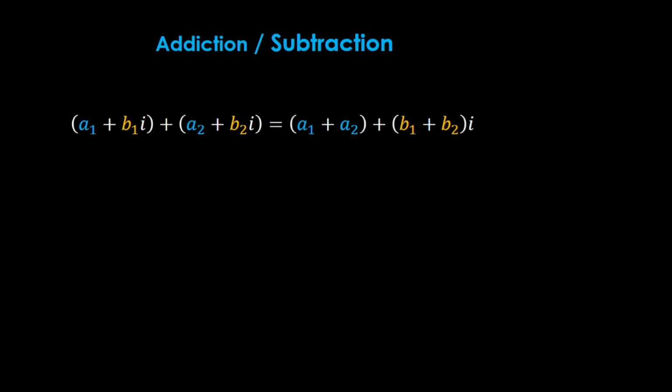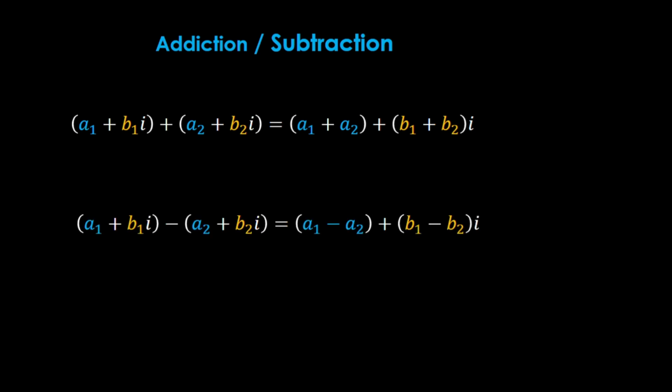Okay, moving to addition and subtraction. All what you have to do is to add the real and add the imaginary part. We just use different colors so as to better know. The blue ones are the real and the yellow are the imaginary part. You just add the real, a1 plus a2, and you add the imaginary with an i outside.